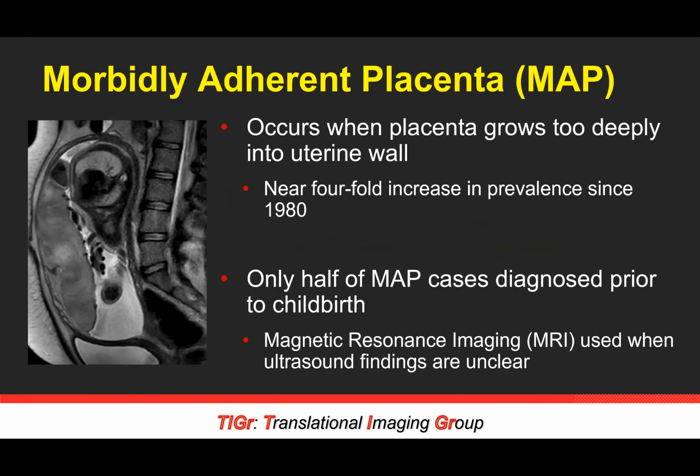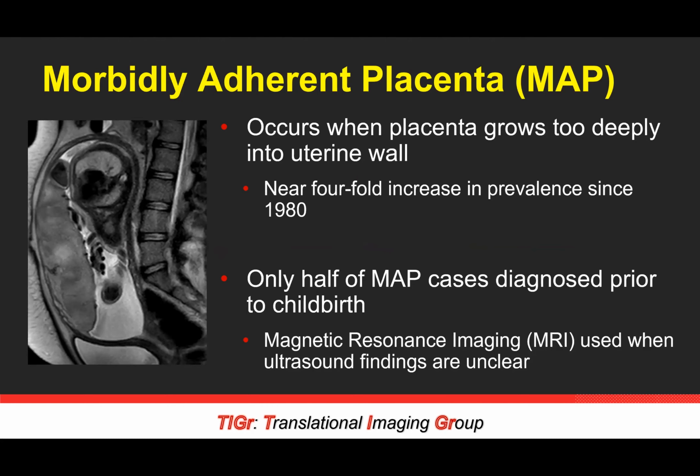So why are we interested in the retroplacental clear space? The primary pathology motivating the study is a better understanding of morbidly adherent placenta, or MAP, which occurs when the placenta grows too deeply into the uterine wall and complicates delivery. There's been a near fourfold increase in prevalence of MAP since 1980. However, only half of MAP cases are diagnosed prior to childbirth. Magnetic resonance imaging is often used as the gold standard when ultrasound findings are unclear or when there are enough risk factors for diagnosis for MAP.